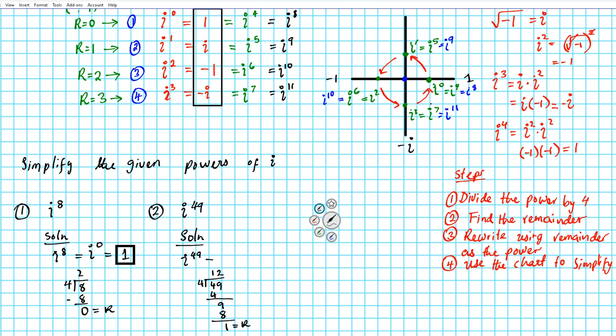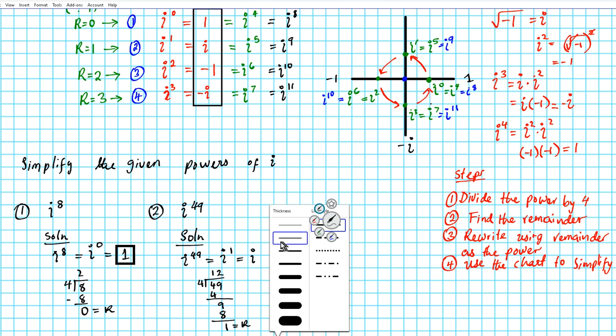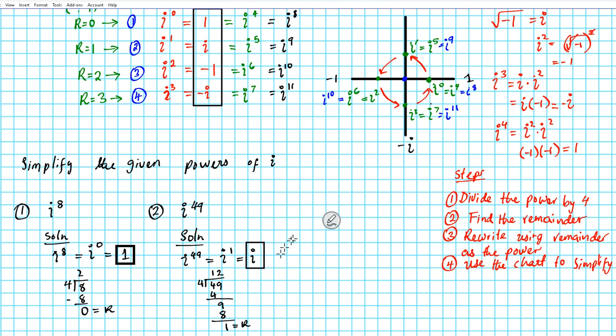So rewrite this using the remainder. So i to the 49th is the same thing as i to the first power. So when you go in cycles over and over again, i to the 49th is going to be right here. So i to the first power is just what? i to the first power is just i. Bam. There goes the answer to question number 2. All right, let's take a look at another example.